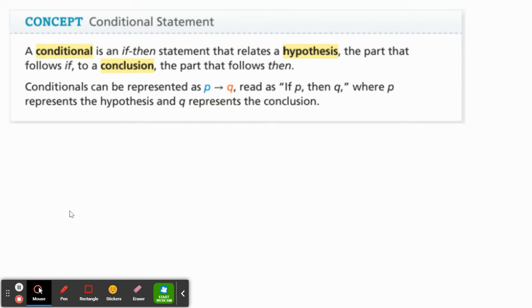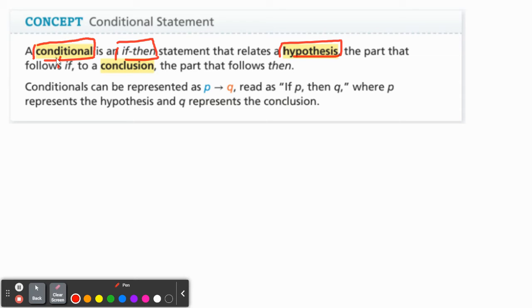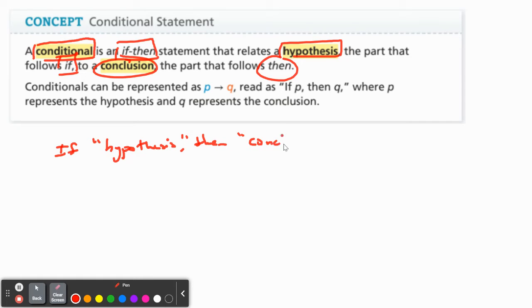So a conditional statement is simply an if-then statement. It relates a hypothesis, the part that follows if, to a conclusion, the part that follows then. A conditional comes in the form if-then. It relates a hypothesis, which follows the if, and a conclusion that follows the then. Down here, if, and the next words are the hypothesis. Then, and the next phrase is the conclusion.